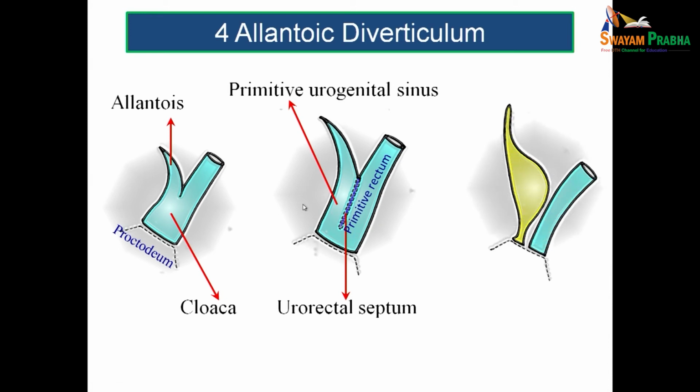So, the entire cloaca is divided by the formation of the urorectal septum into a posterior primitive rectum and an anterior primitive urogenital sinus. So, what is formed from the primitive rectum? It is the rectum and anal canal. So, rectum and anal canal are formed from the primitive rectum, whereas the primitive urogenital sinus is giving rise to the bladder. So, you can see that the allantois is actually attached to the bladder. So, in the adults, if you look at the bladder, the remnant of the allantois will be seen in the form of the median umbilical ligament.